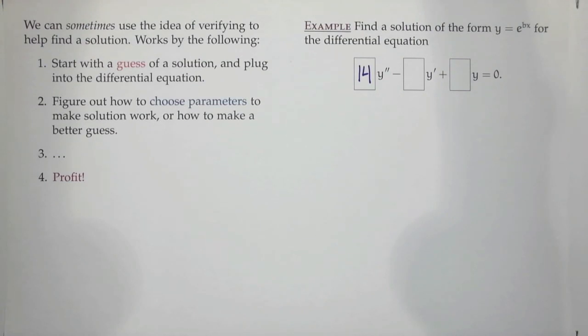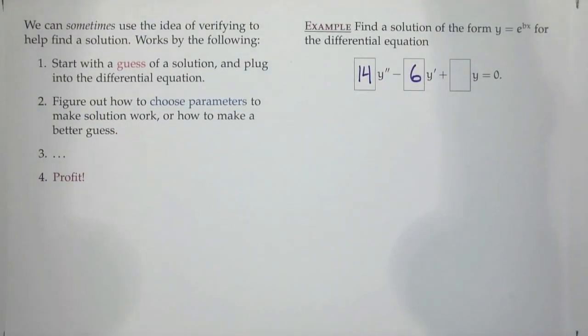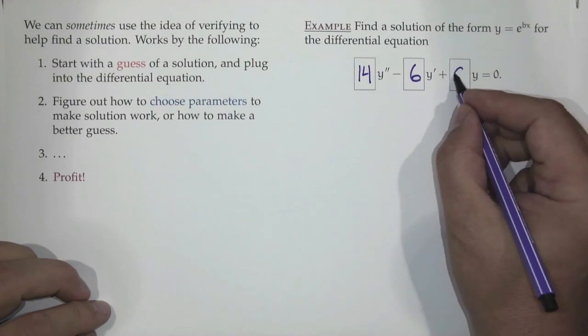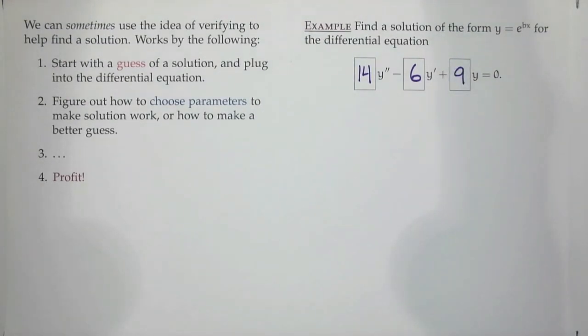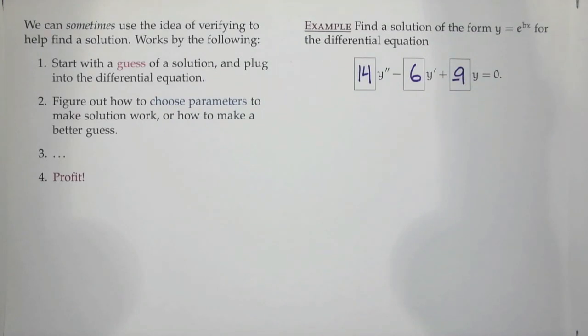How about that y prime? 6. Okay, we can work with that. How about that y? 10, 9? Well, we'll try it, and we'll see what happens. Maybe let's make this -9, just so things don't get too crazy. All right, so 14y double prime minus 6y prime minus 9y.